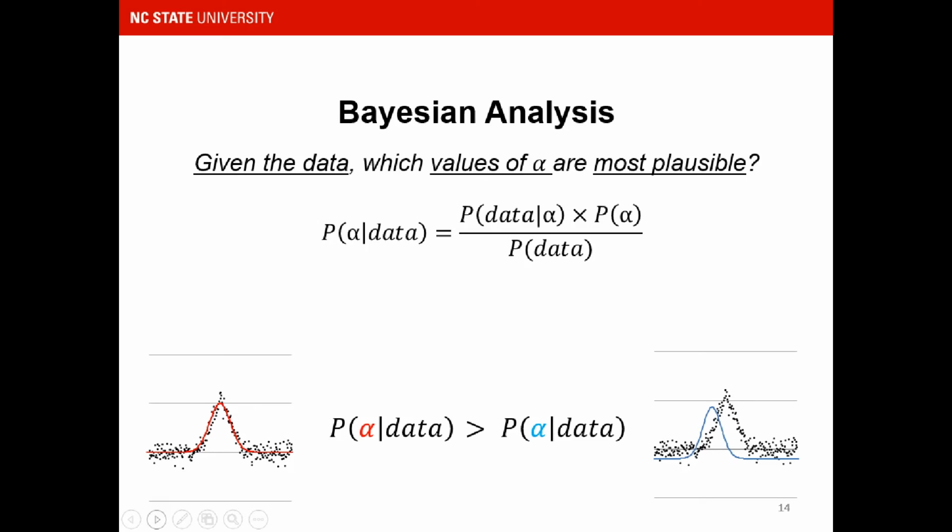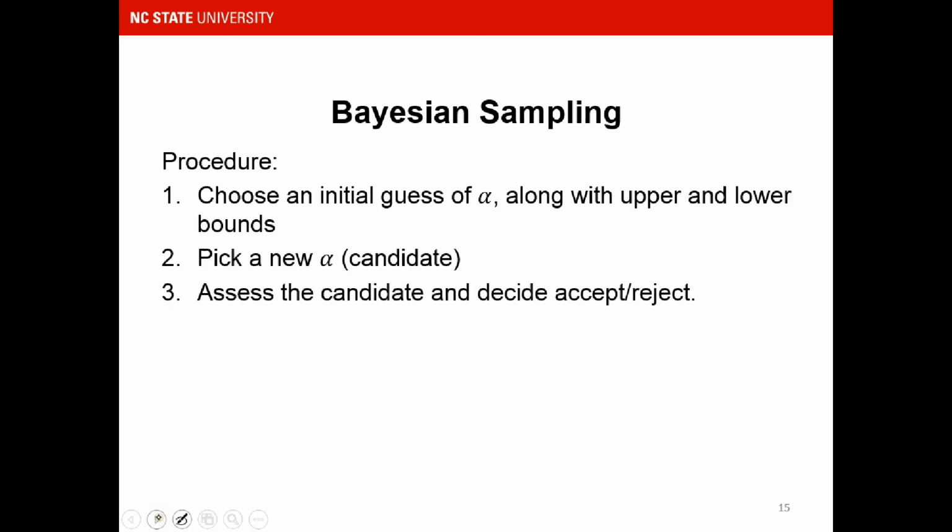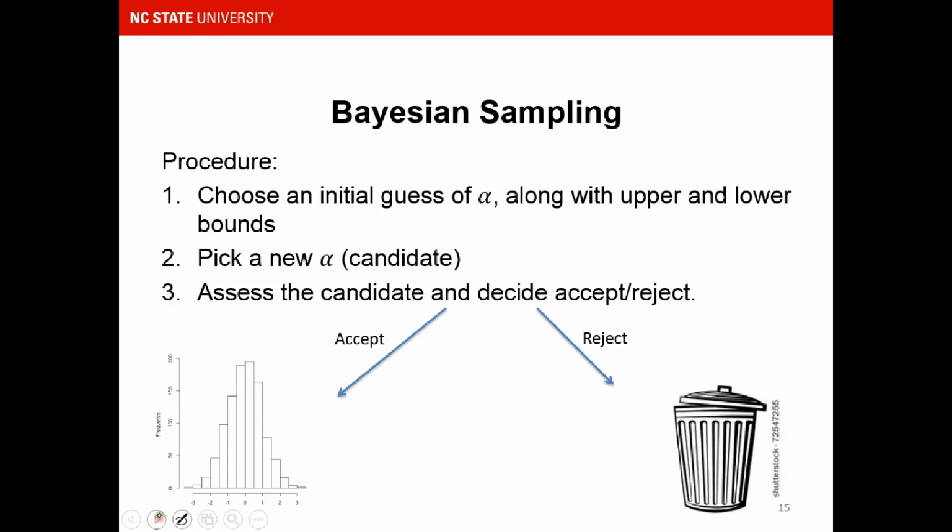We'll cover these processes in detail in a subsequent tutorial, but for now, let's look at a simplified version of the algorithm that we use to conduct the sampling procedure. First, we choose an initial guess of alpha along with upper and lower bounds. Next, we pick a new alpha, or candidate alpha. Finally, we assess the candidate. So if we accept an alpha, we store it in a histogram, and if we reject the alpha, we discard it. For the example we've been using, our red alphas we accept, and our blue alphas we reject.